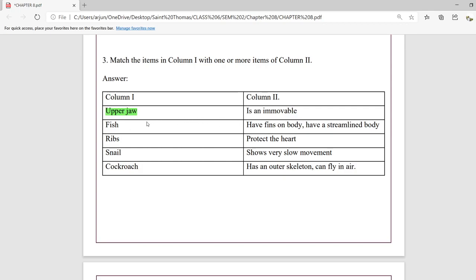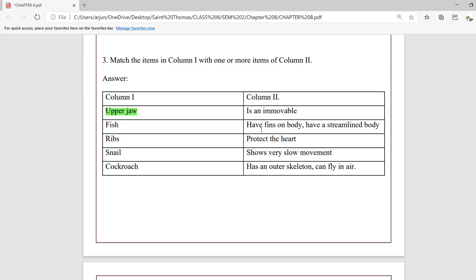The next is fish. Have fins on body, have a streamlined body. We have to understand the meaning of streamlined body. The structure which is pointed or narrow at both ends and broader at the middle portion is a streamlined body. So fish have fins on the body and have a streamlined body.